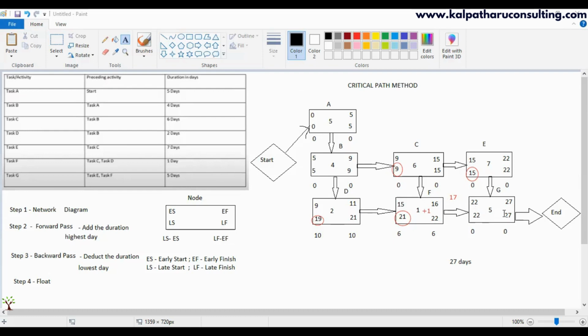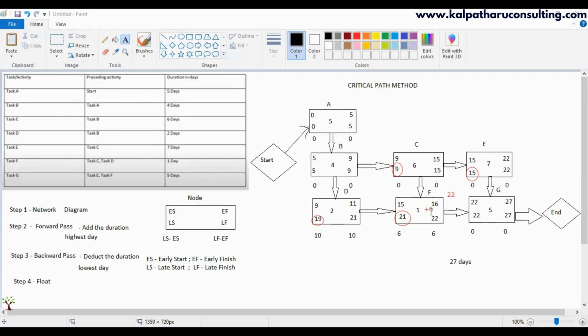Next activity is G, correct? F and E don't have any interconnection. If I give you one more scenario, if I delay F by 6 more days, when am I going to complete F? If F is delayed by 6 days, we are going to complete it on the 22nd day. Anyway, G is going to start on the 22nd day, correct? So even if F is delayed by 6 days, it will not impact the schedule or the start of the next activity.